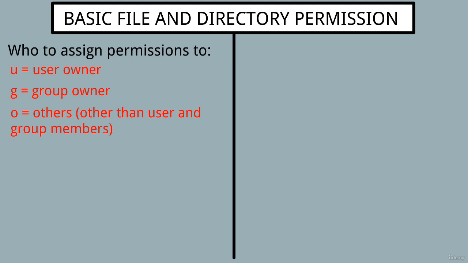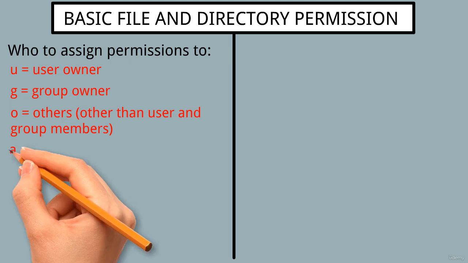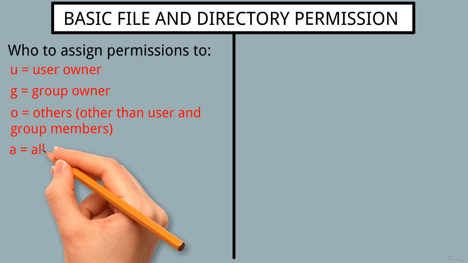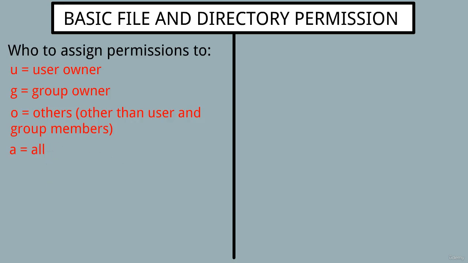Now, another set of people that you can assign to is A, and that stands for all. So everyone is included in all. If you give all or A permissions to something, it will be assigned to everyone.